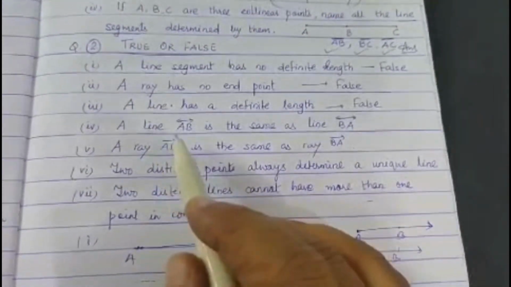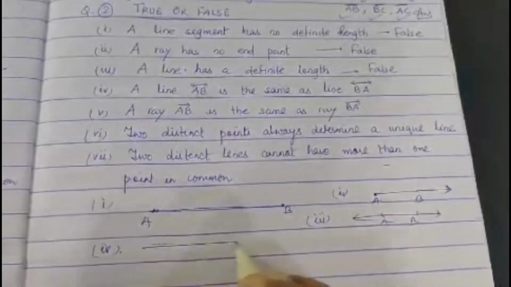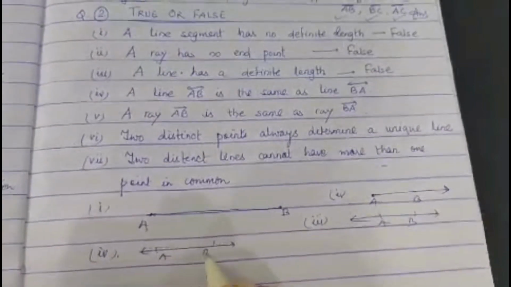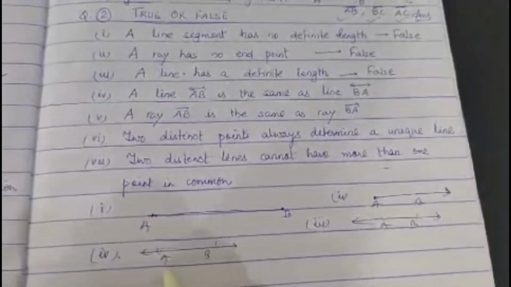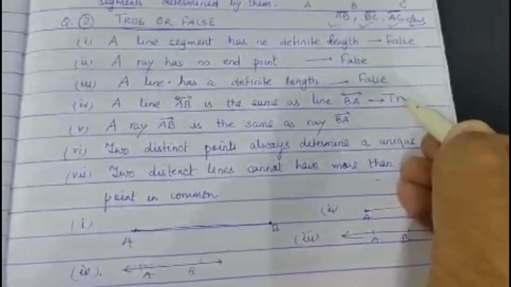Now the fourth one is, a line AB is the same as line BA. Okay, let us see. A line AB is same as BA. It is same, no doubt. It is the same as BA. So it is a true statement.